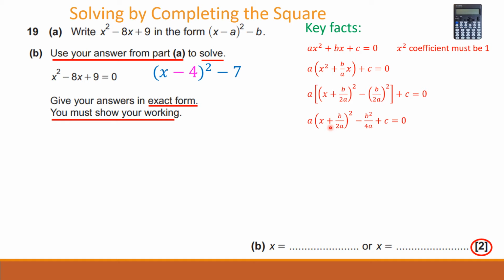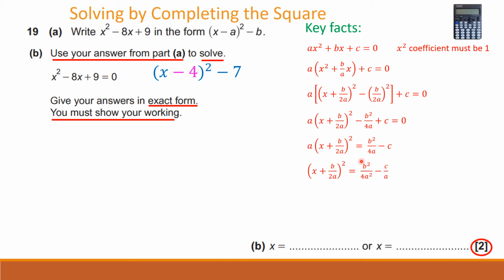From here, I need to solve to find the value of x. So I'm going to add b squared over 4a to both sides, and I'm going to subtract c from both sides to get rid of these two terms here. From here, I now need to divide both terms by a to get rid of this a at the front, because this is multiplied by a, so I'm going to divide by a. So b squared over 4a divided by a will just be b squared over 4a squared, and then c divided by a is just minus c over a.